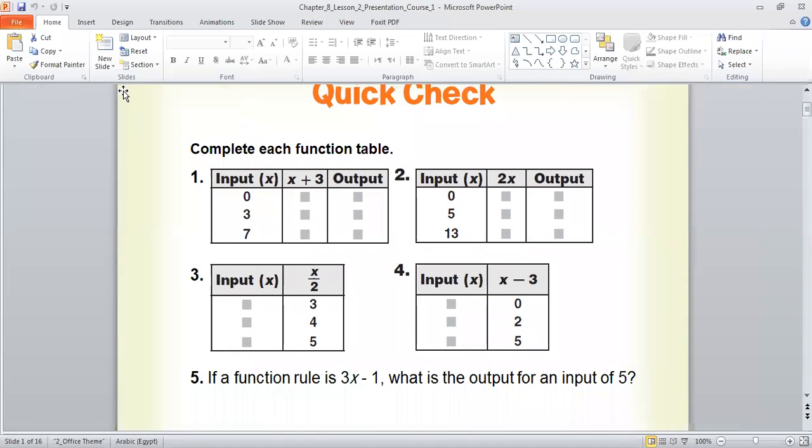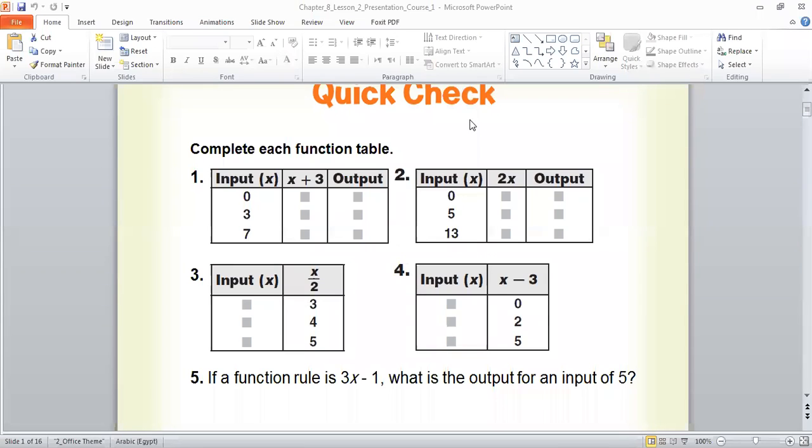But before we start, we need to make a small revision. If you need to participate with us, raise your hand only, and I will choose one. If you know the answer of the first one, he gives me the table.